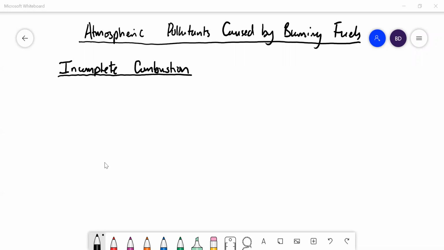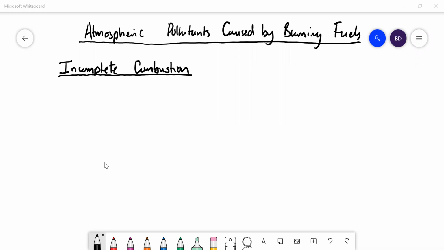We're going to look at pollution caused by burning fuels. The first thing we're going to look at is incomplete combustion. When you burn fuels, you need oxygen, and you usually get carbon dioxide and water as the only products.